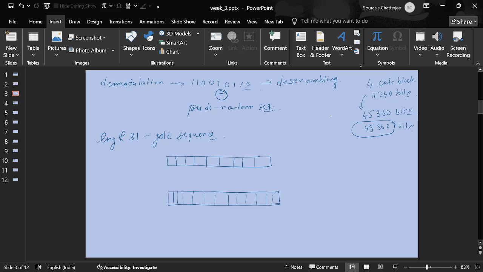When you talk about length 31 gold sequence, there are two different sequences. One is x1 n and another is x2 n. So whatever pseudo random sequence that we call cn, that is obtained by XORing x1n and x2n.